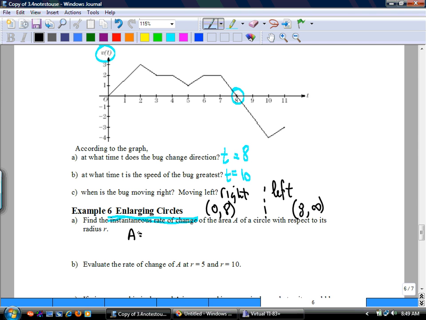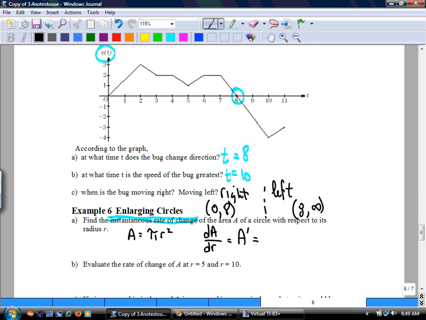So the formula for the area of a circle is pi r squared. So I'm asking you to tell me the derivative of the area function. So dA over dr, you could also write it as A prime. It actually makes sense to write it more as dA over dr, because then you know what the variable is.